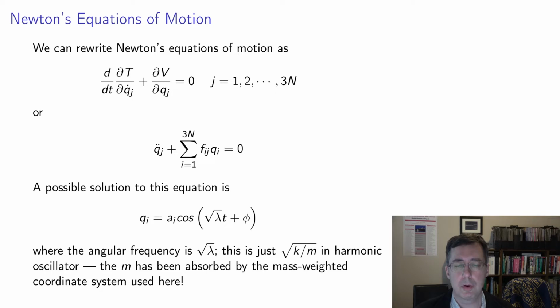Here I'm going to guess q_i is some coefficient a_i times a cosine function, and I'm going to write square root of lambda t because I kind of know where this is headed, and then I'll put in a phase factor phi. You could make it a sum of sines and cosines if you wanted, but we'll use cosine with a phase factor phi. So the angular frequency, which we might write omega, here I'm writing square root of lambda. In a one-dimensional problem, this would just be the harmonic oscillator, the square root of k over m. Now, m I don't have here because it's been absorbed in the q coordinates.